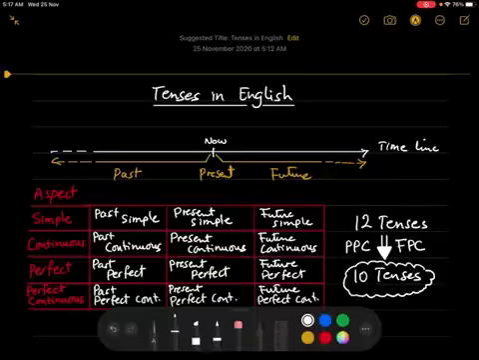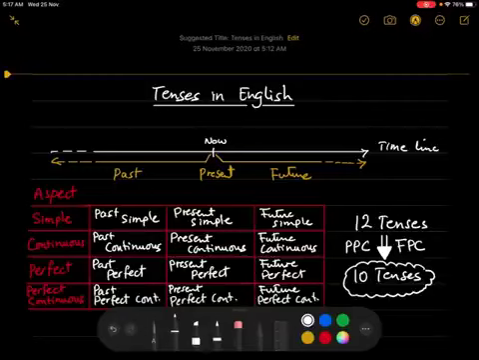And each tense in English language is constituted by the time and the aspect. So when we look at the past time, we have four tenses. We have the past simple, past continuous, past perfect, past perfect continuous.